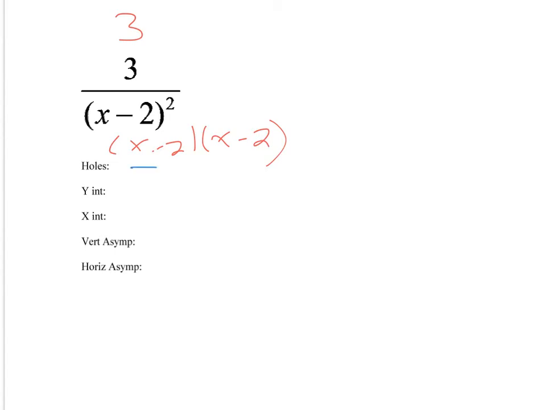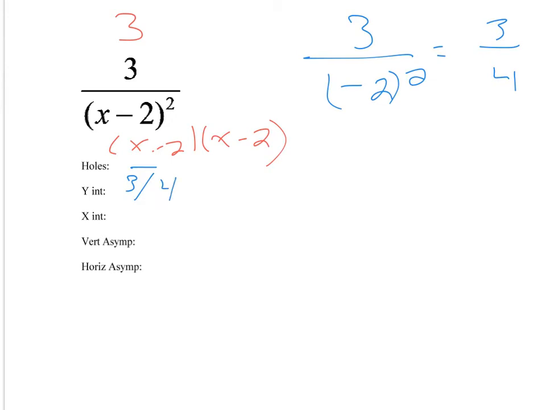Our y-intercept we're going to find by letting x be 0, like we do any other time. So in this case, we're going to have 3 over (0 - 2) squared, which is 3 over (-2) squared, which is 3 over 4. So our y-intercept is 3/4.